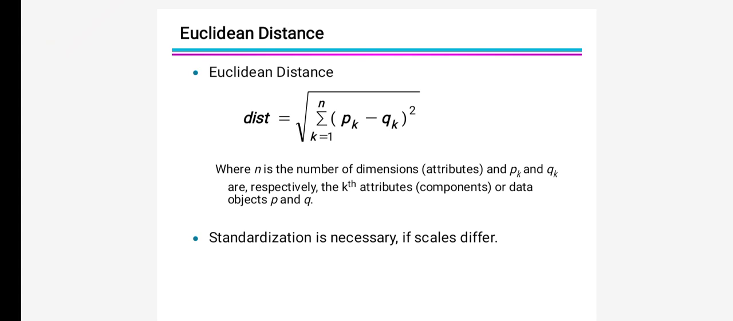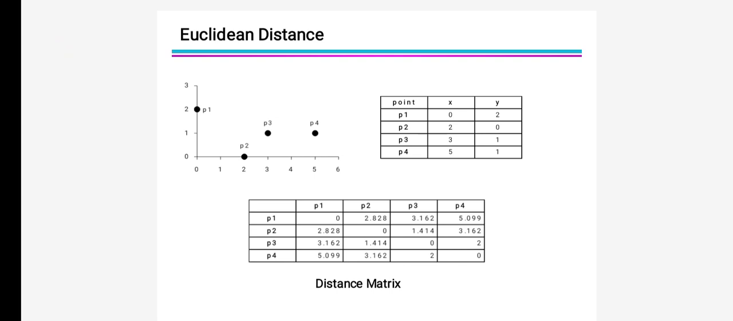In Euclidean distance, there is a formula here, where n is the number of dimensions or attributes, and pk and qk are respectively the kth attributes or components of data objects p and q. Standardization is necessary if scales differ. In Euclidean distance, you can see here the graph drawn with points p1, p2, p3, p4 plotted on the x and y axes.